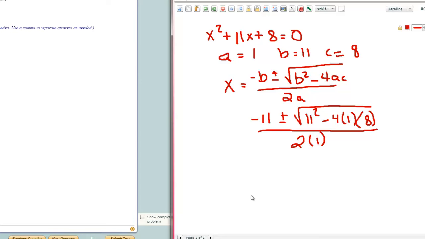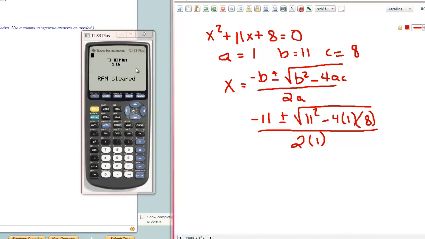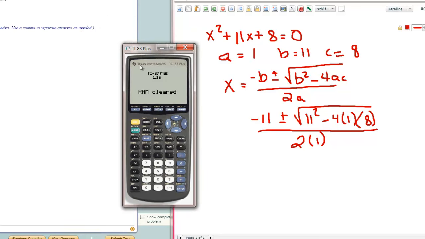All right, now we can simplify this ugly mess. And to simplify, I'm going to go ahead and use this calculator here. Again, the directions to get this are in the open announcements at the beginning of the course, and it's free from the TI website. It might not work on Macs, just beware.